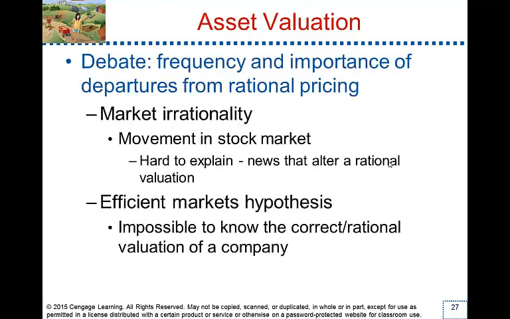There's a big debate about the frequency and importance of departures from rational pricing. In other words, when we get these bubbles, they aren't really logical and it's very hard to explain them. Some people call this market irrationality. So the efficient markets hypothesis, we know it doesn't hold completely. It's really very difficult to know what the appropriate stock price is that you should be paying for something. There are some measures that you can find out just by Googling. One is earnings per share. That is a way of comparing companies, and there are other methods as well.